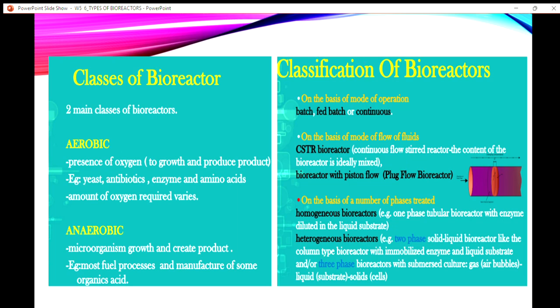Okay, and then how to classify the bioreactor? You can classify based on the mode of operation. Okay, for the mode of operation of each bioreactor, you have 3. The first one is the batch process, the fed batch process, and also the continuous process.